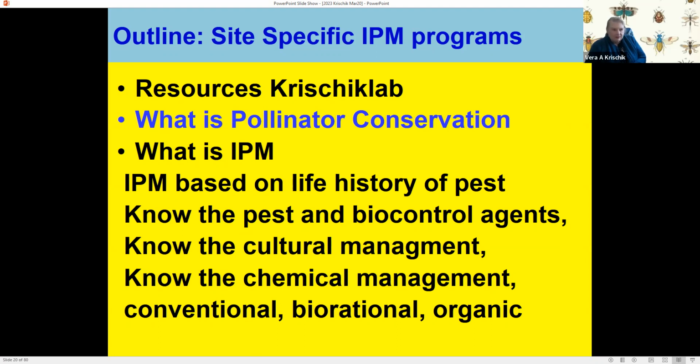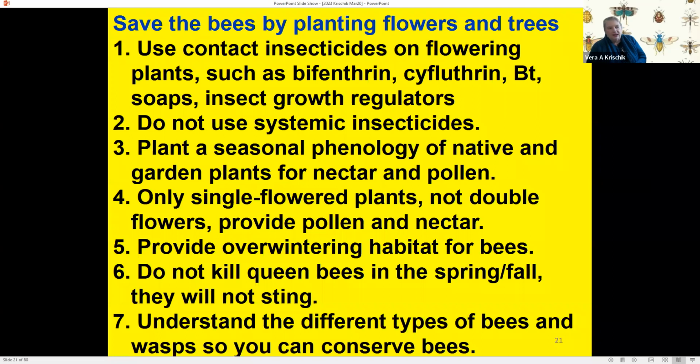So the next thing I want to talk to you about is when you do a management tactic, how do you conserve pollinators? So use contact insecticides on flowering plants: soaps, oils, bifenthrin, Bacillus thuringiensis. Don't use systemics. Plant a seasonal phenology of native and garden plants. Only single flowered. When they make a double flowered little marigold, they take the male part and that makes the double leaves. Provide overwintering habitats for bees.